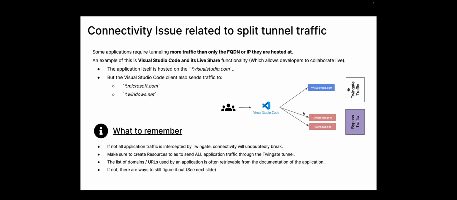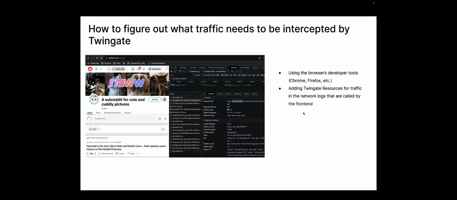There's a couple of ways you can figure that out. If it's a web application, you can usually see if your browser is communicating with the domain that you've created a resource for, but also with other domains. For instance, not that anyone would ever have to do that, but if you wanted to gate traffic to Reddit entirely, then creating a resource for reddit.com would be one thing.